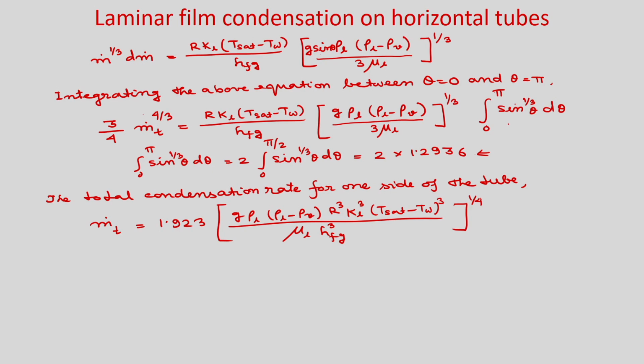Now we have calculated the total mass flow rate appearing at theta equal to pi, meaning at the bottom, and on one side we have written m dot. If you consider both sides, then it will be 2 m dot. Now you use the energy balance. If you use the conservation of energy, then you will be able to calculate the heat transfer coefficient.